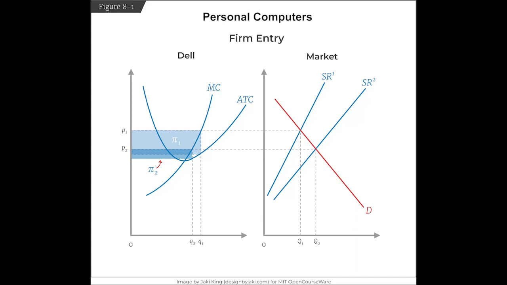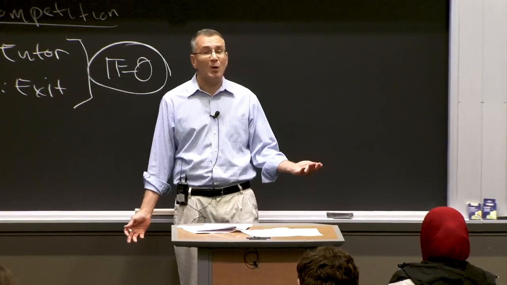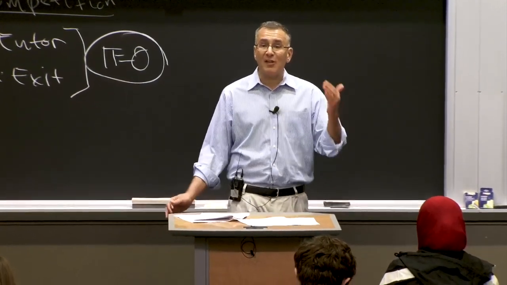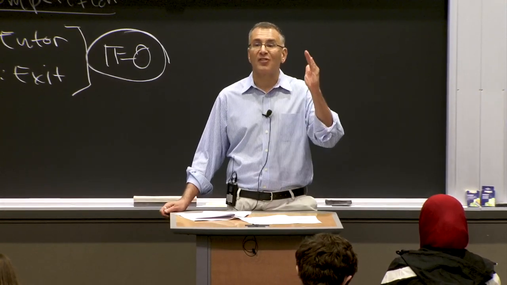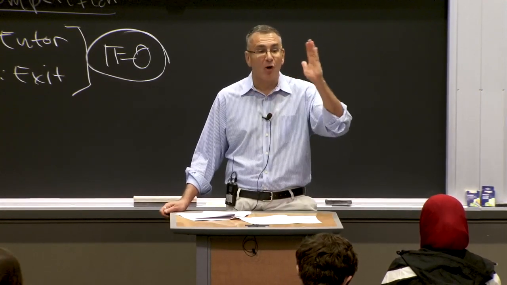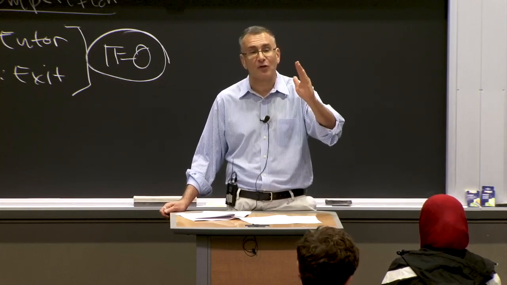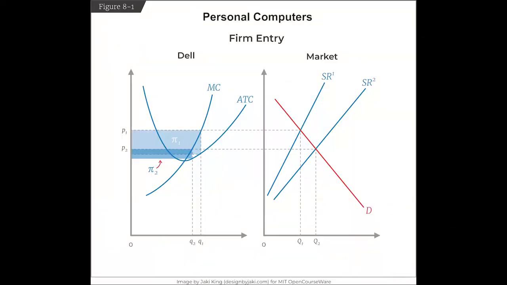Now what happens? Other companies see this and say, hey, we want in. What happens as more companies enter a market? The supply curve flattens. Your horizontally summed firm supply curve flattens. As it flattens, you move from SR1 to SR2.